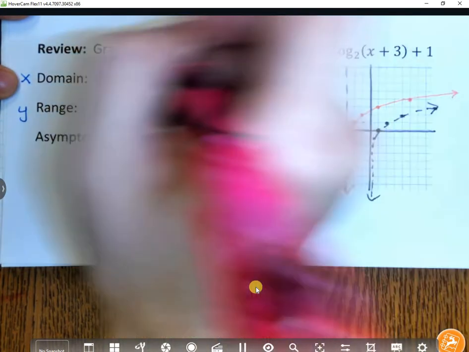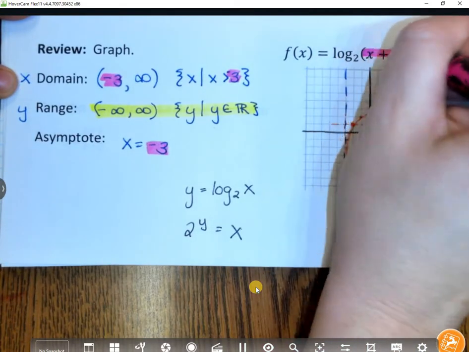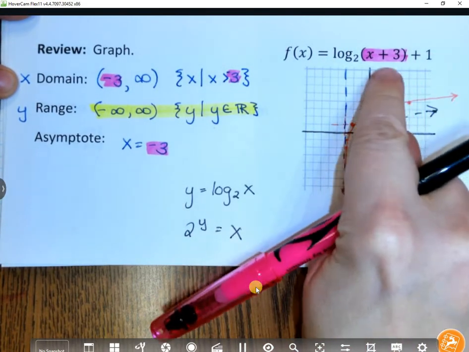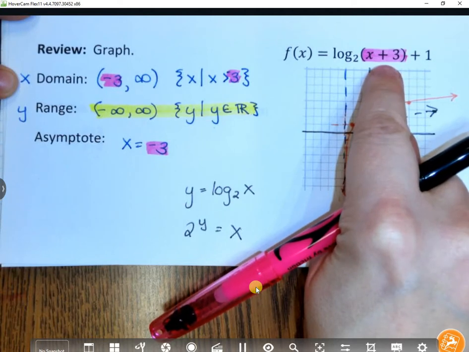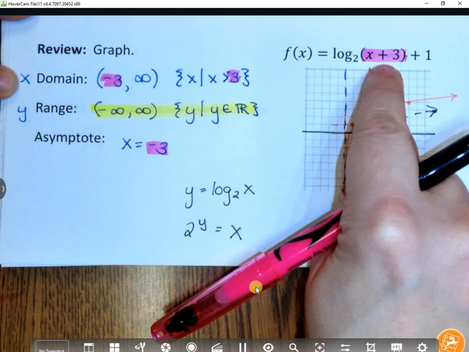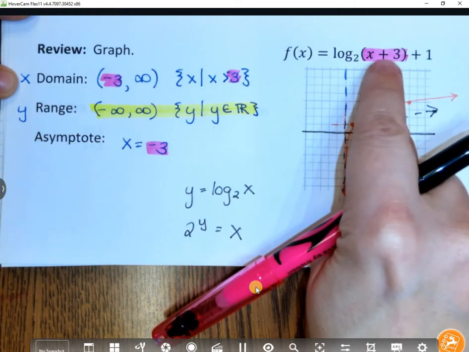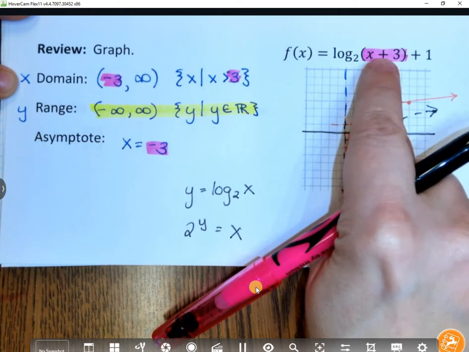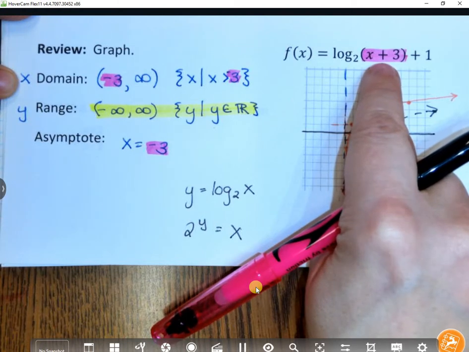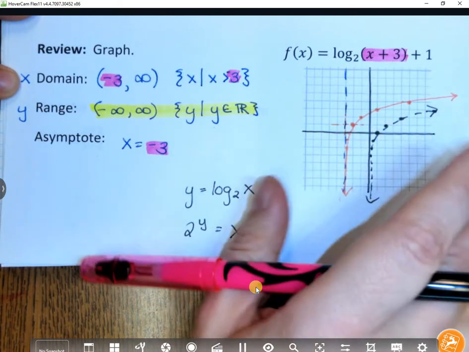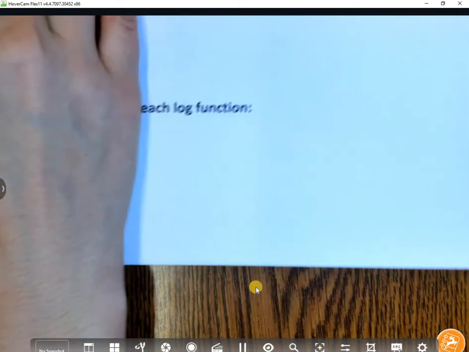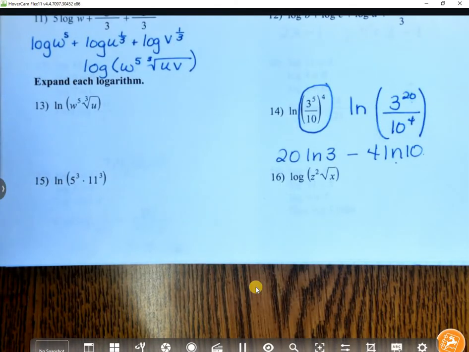And the only thing I need to think about for the domain, because that 1 did not affect it, is what I'm taking the log of. And what's going to be true about what I take the log of? This has to be greater than 0.